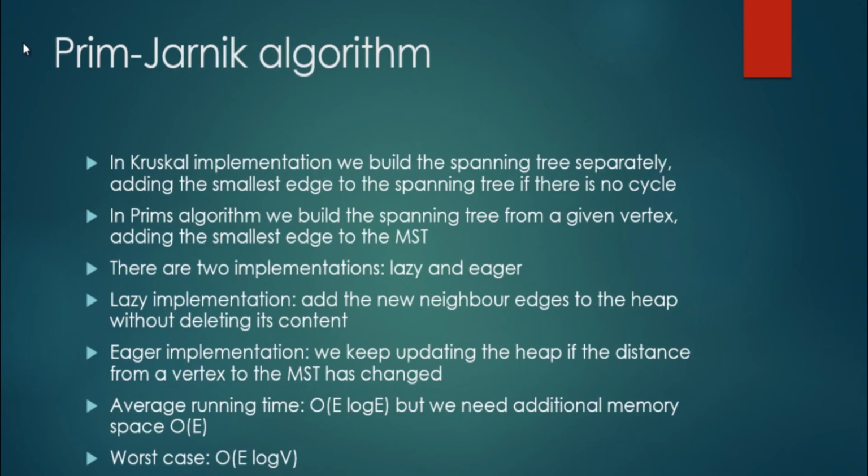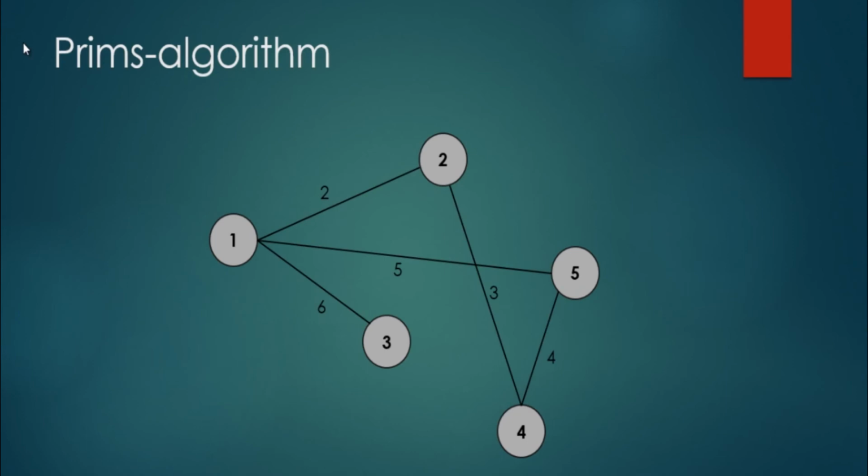In the eager implementation, we keep updating the heap if the distance from a vertex to the minimum spanning tree has changed. But updating the heap can be very costly because it takes logarithmic time complexity to update and rebuild the heap. So the lazy approach is usually the best. The average running time is O(E log E), but we need additional memory space O(E). Worst case is O(E log V), where E is the number of edges and V is the number of vertices. So let's see how it operates.